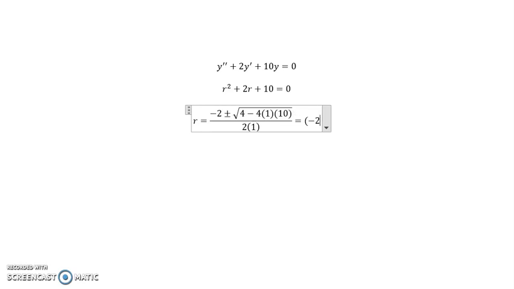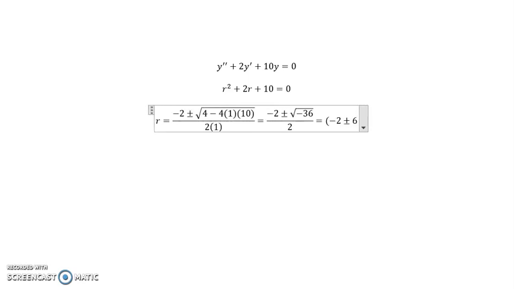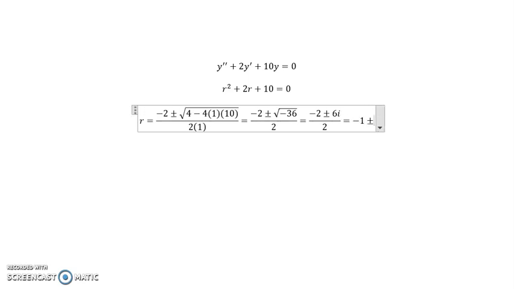And so we can see that under our radical, 4 times 10 is going to give us 40. 4 minus 40 is going to give us -36. And the square root of -36 is going to be 6i. And our 2 has to divide both terms. And so we end up with -1 plus and minus 3i.